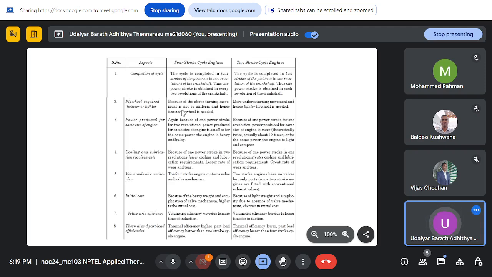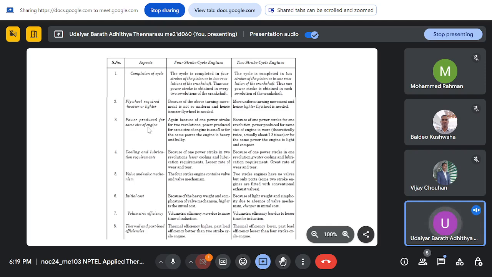So to compare the 4-stroke and 2-stroke engines: in a 4-stroke engine the cycle is completed in 4 strokes of the piston, or 2 revolutions, and in a 2-stroke engine you have 2 strokes, and in 1 revolution the cycle is completed. So is the flywheel required heavier or lighter? The flywheel stores energy and is used in the rest of the process. You require a heavier flywheel in a 4-stroke engine compared to a 2-stroke engine, because in a 2-stroke you are generating power in each revolution.